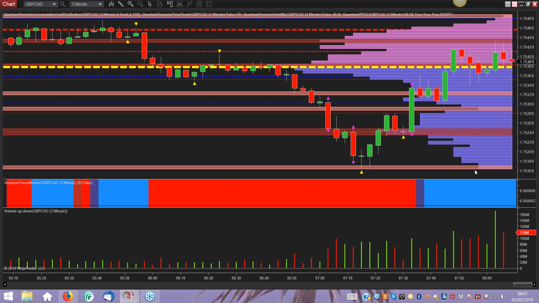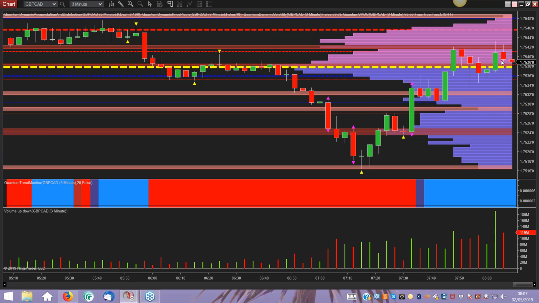We've got a wick to the upper body, lots of volume coming into the market. It hasn't really gone anywhere. If this was a good strong buy with lots of buying on that volume, then this candle should have closed certainly without a wick and a lot higher than it has. So we're expecting a pause point.